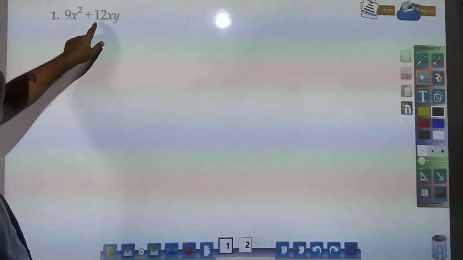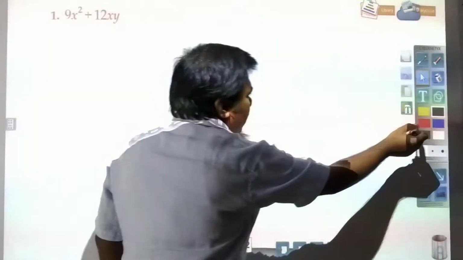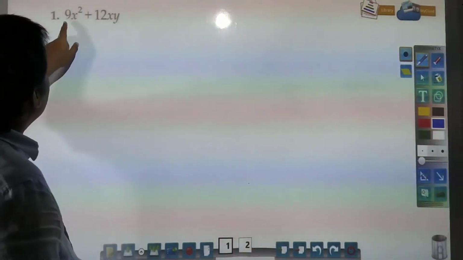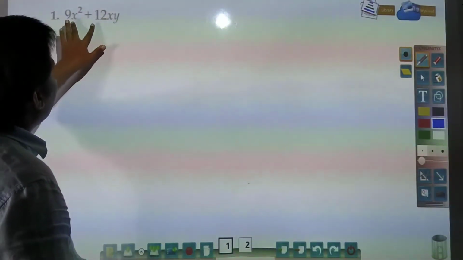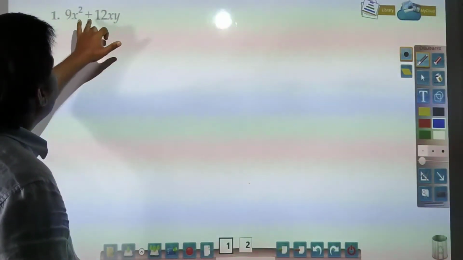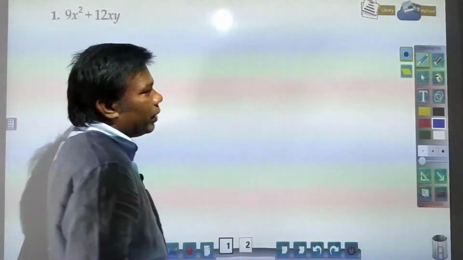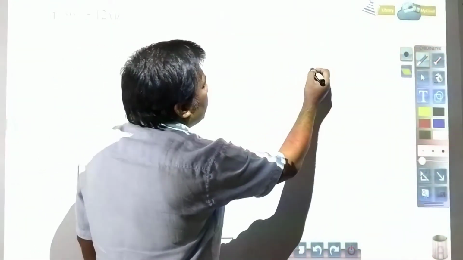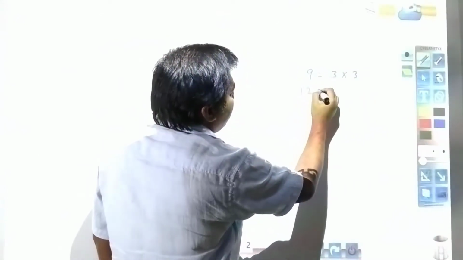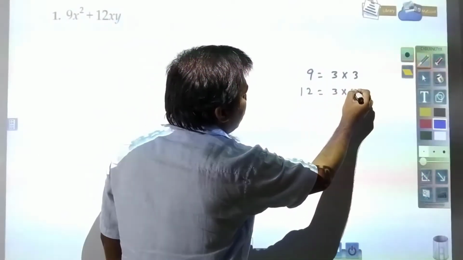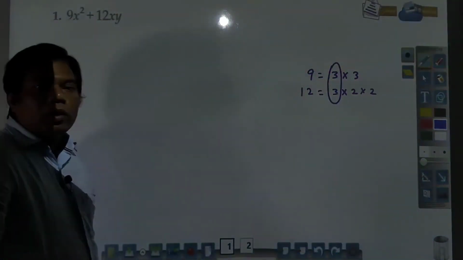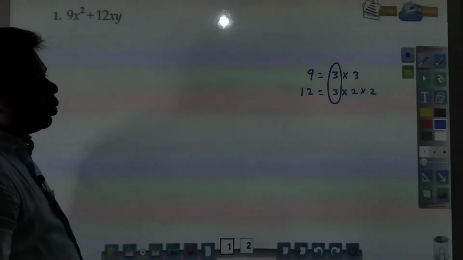9x square plus 12xy. Here you see, as yesterday it was told, you have 9 and 12. So you need to find the common factor between 9 and 12, so it is better you find the HCF of this. 9 can be written as 3 into 3, 12 can be written as 3 into 2 into 2. Now you see what common you have: 3 is common. So 3 can be taken out common in both.